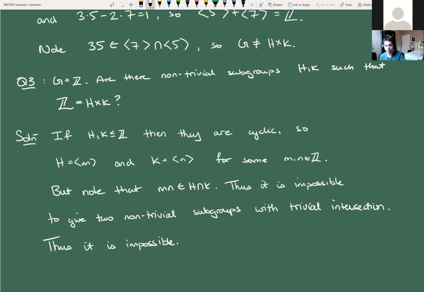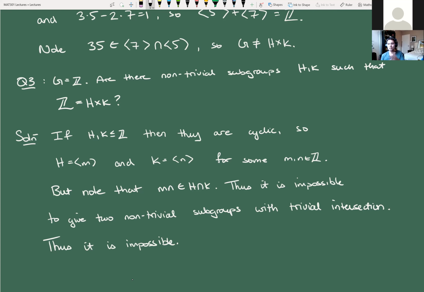But I think this is a totally fair thing to do as well, which is to say, look, no matter what two non-trivial subgroups you give me, there's always something non-trivial in the intersection. So it's impossible to write this as an internal direct product, right? There was just no chance that we could have done it as well. We just can't find two groups that have trivial intersection, right? So that's kind of nice.